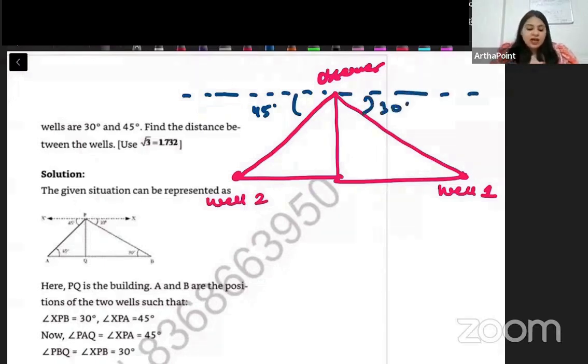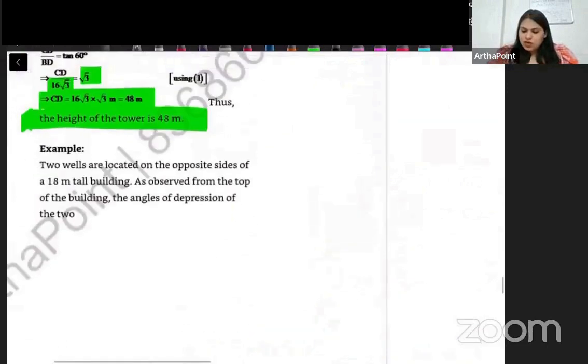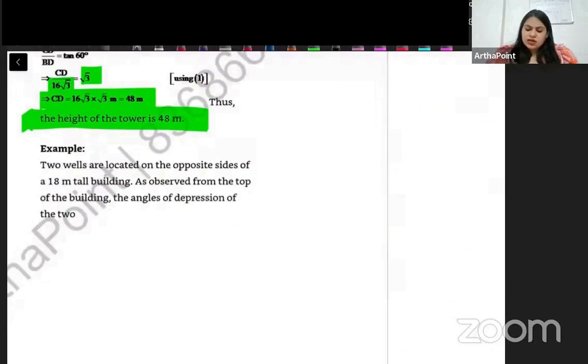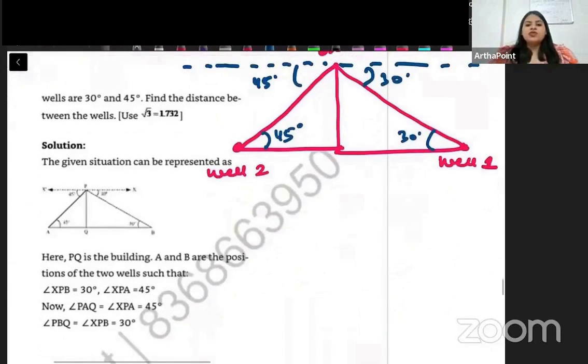We just read that the angle of depression and the angle of elevation are equal, whether I look from below or from the top. So this will come down to 45 degrees, and the opposite one will come down to 30 degrees. Now it says there is an 18-meter tall building, so the building itself is given as 18 meters. This is 18 meters.